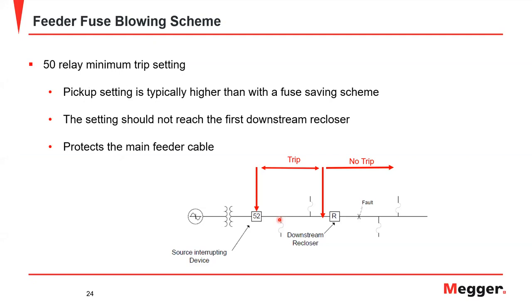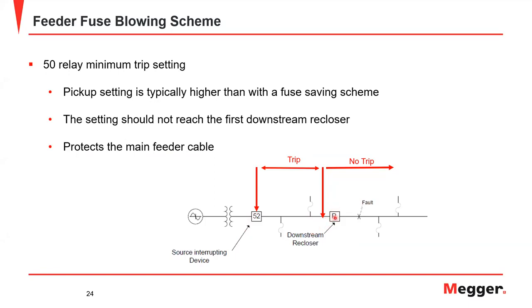Okay. So in this case, how do you determine the minimum trip setting for the 50 element? Well, you look at the maximum fault current at the recloser itself, at the first downline device. You don't want to go past this. And so most would set the 50 element to trip for a fault current about 80 to 90% of the value at the recloser. If you try and get it too close, understanding that cables are different, the return through earth is different, there's a lot of variables. You can't set these things too close.